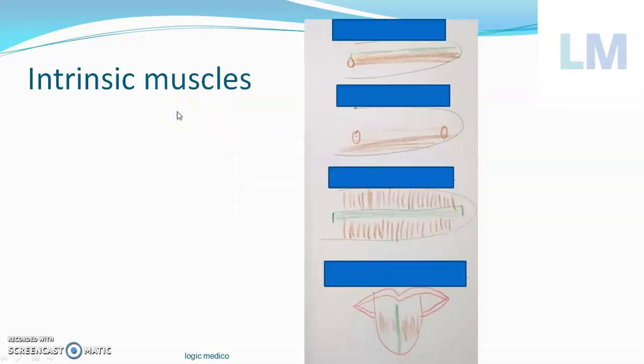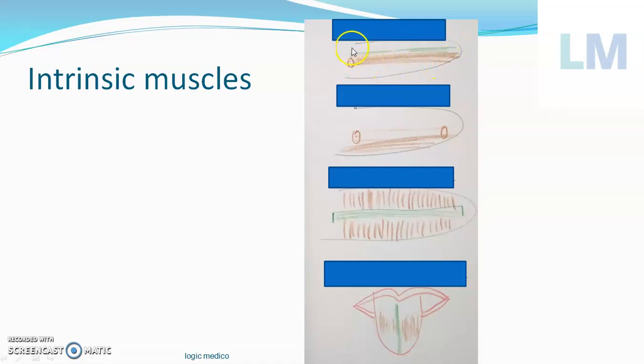So in the tongue there are two types of muscles, basically two groups of muscles, extrinsic muscles and intrinsic muscles. Extrinsic muscles are those which begin from one or other bone of the skull and ultimately reach the tongue, whereas intrinsic muscles are the muscles which are there within the tongue. So these intrinsic muscles are four pairs.